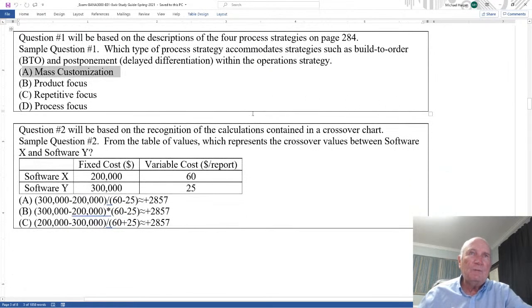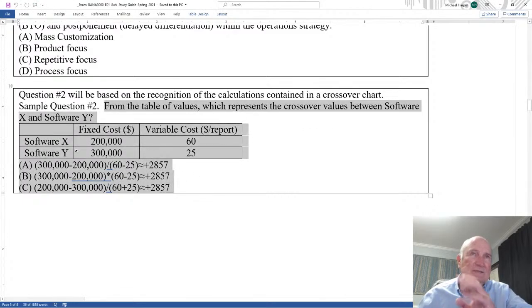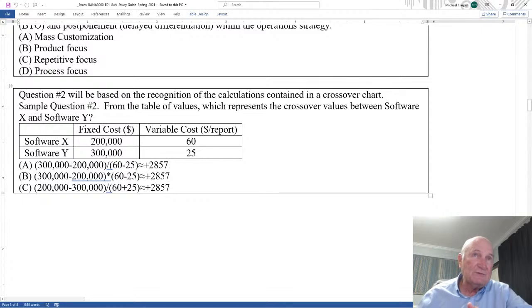Question 2 will be based on the recognition of the calculations contained in the crossover chart. For example, sample question 2: from the table of values, which represents the crossover values between software X and software Y? And by the way, question 2 will be exactly like this, except the numbers will be different, and even the answers are this way. I give you the fixed cost, I give you the variable cost, and I ask which one of these equations is right. Notice this is a quantitative problem, but you don't do the arithmetic.